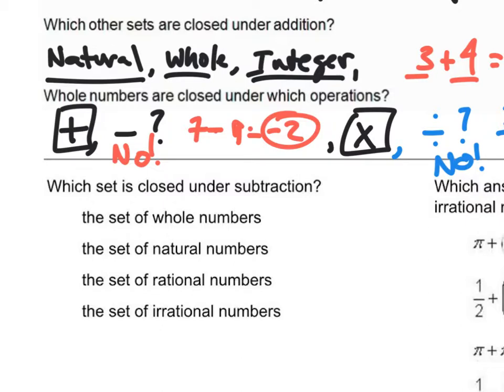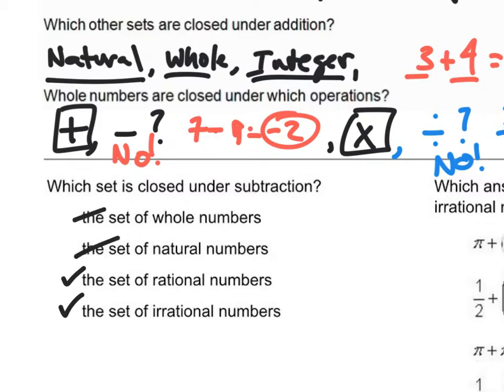Whole numbers? No, wait, no. That's closed under subtraction. Rational are definitely, right? I would say rational. It's only one, right? Only one. Well, that makes sense, though, right? It would either be rational or irrational. It'd be one of those two. It wouldn't be these.